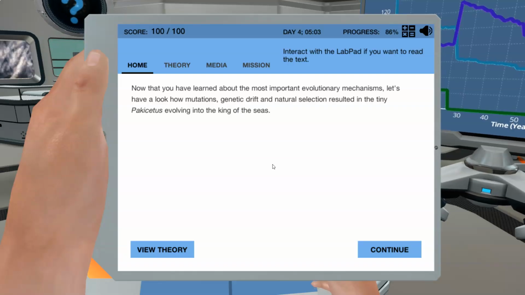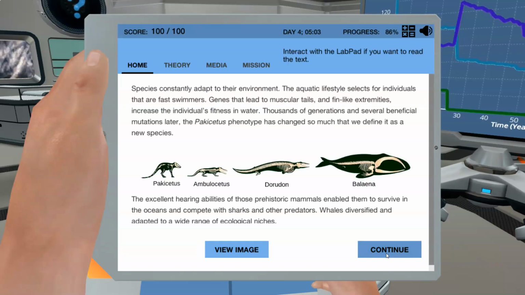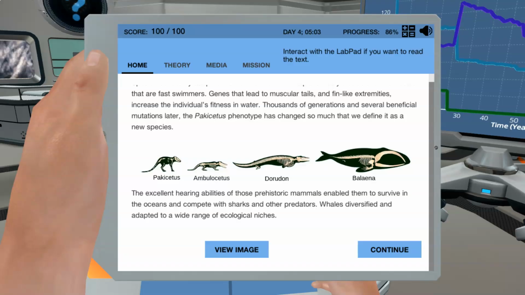Now that you have learned about the most important evolutionary mechanisms, let's have a look at how mutations, genetic drift and natural selection resulted in the tiny Peckycetus evolving into the king of the seas. Species constantly adapt to their environment. The aquatic lifestyle selects for individuals that are fast swimmers. Genes that lead to muscular tails and fin-like extremities increase the individual's fitness in water.